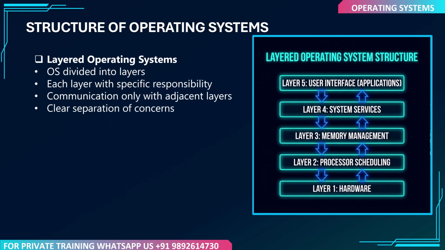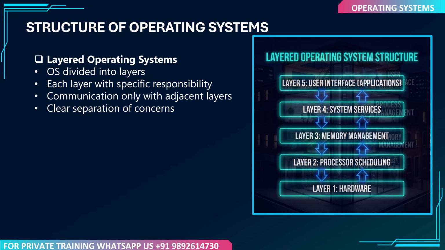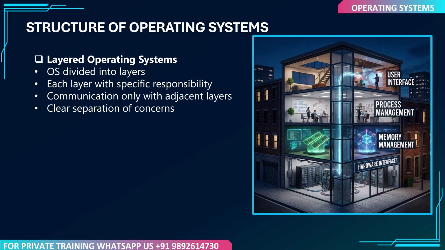To solve some of these problems, researchers explored layered systems. In a layered operating system, the OS is divided into several layers, where each layer has a specific responsibility. Each layer only communicates with the layer directly above it or below it. You can think of this like a multi-story building. The ground floor might handle hardware interactions. The next floor might handle memory management.